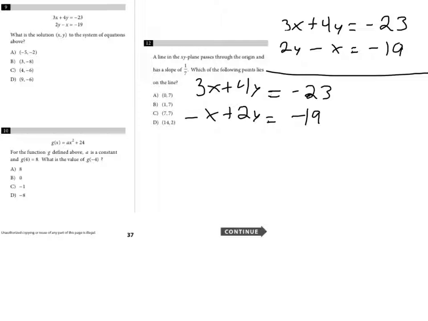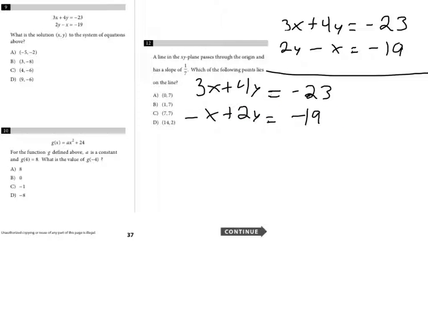So what's the solution? Solution being x, y to the system of equations above. The question is just asking us, I want to find some certain value for x and some value for y, so that when I plug into this top equation, I get negative 23, and when I plug in that same point into this bottom equation, I get negative 19. And just here to the side, I rewrote it, and I just switched my bottom equation.